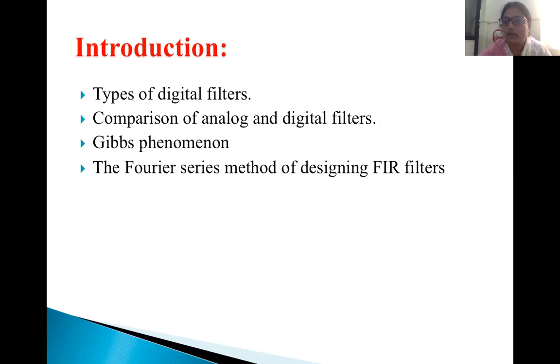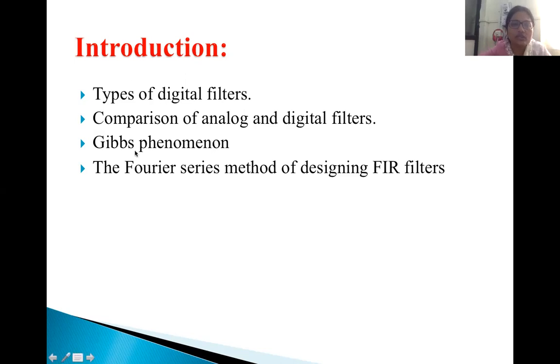Whereas the IIR filter is specifically used to convert an analog filter design into a digital filter design. So that is the biggest difference between FIR filter and IIR filter. An FIR filter is digital to digital conversion, whereas an IIR filter is used to convert an analog filter to a digital filter.